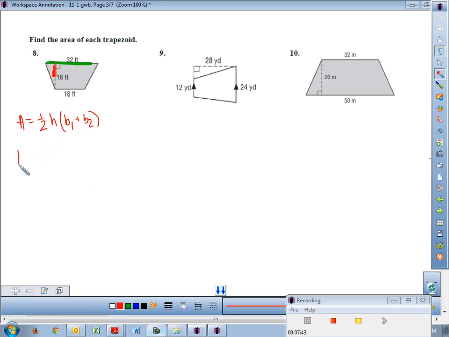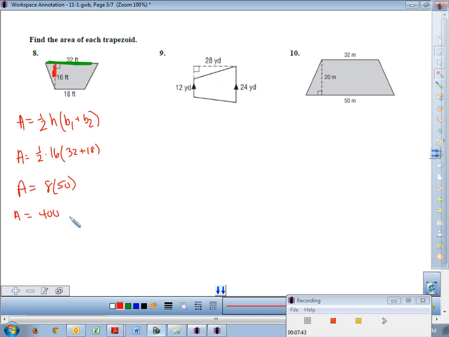That's 16. So let's just substitute in 1/2 times 16 times the quantity 32 plus 18. It doesn't matter which one's base 1 and base 2. We just got to add those two together. So do a little cleaning up. Half of 16 is 8, and 32 plus 18 is 50. So I got 8 times 50, which is 400. And the label is square feet.